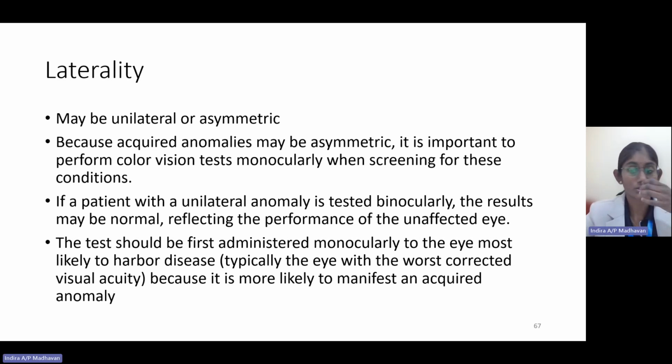Or, if the patient never complained of anything, but after you measure the VA you find that the right eye is the worse eye, then you start with the right eye first when you perform the color vision test. Okay, so those are some of the criteria of acquired color vision anomalies.